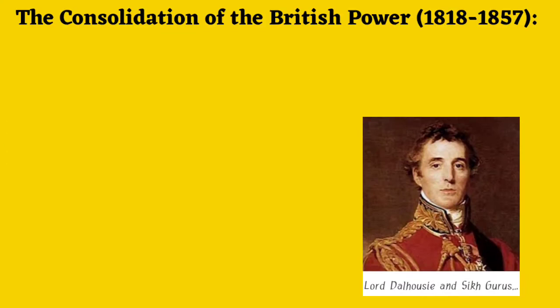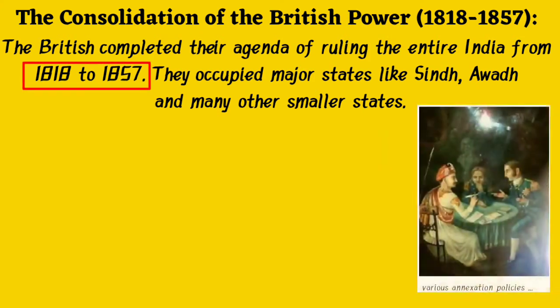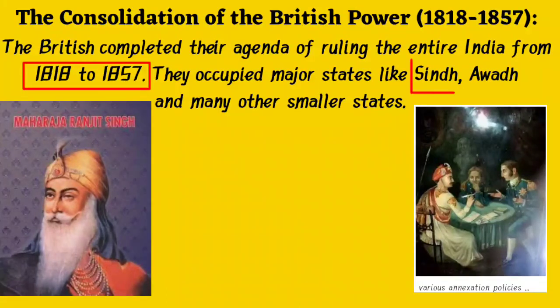The consolidation of British power, 1818 to 1857. The British completed their agenda of ruling the entire India from 1818 to 1857. They occupied major states like Sindh, Oudh and many other smaller states. Dear students, the British had a cunningness as well as greed to rule the entire India. It was possible for them to rule from 1818 to 1857.